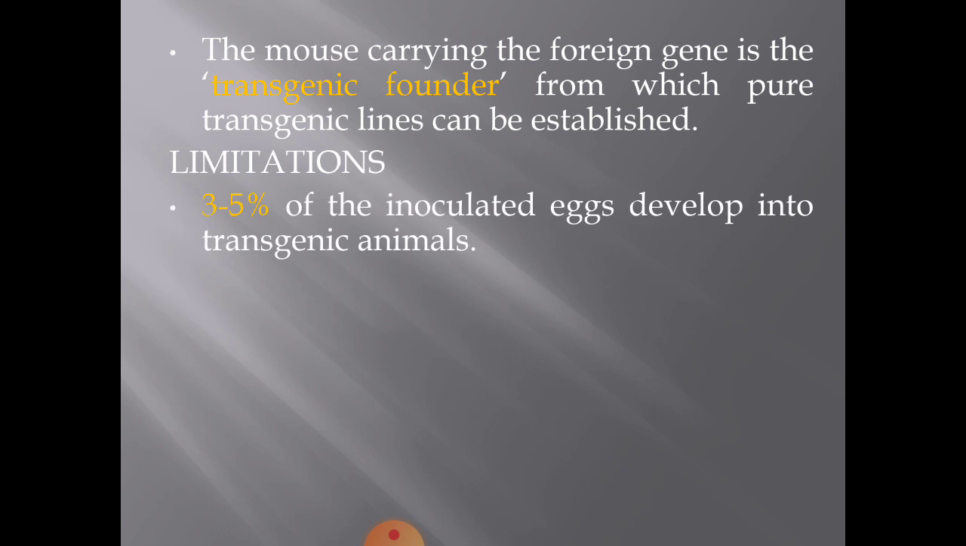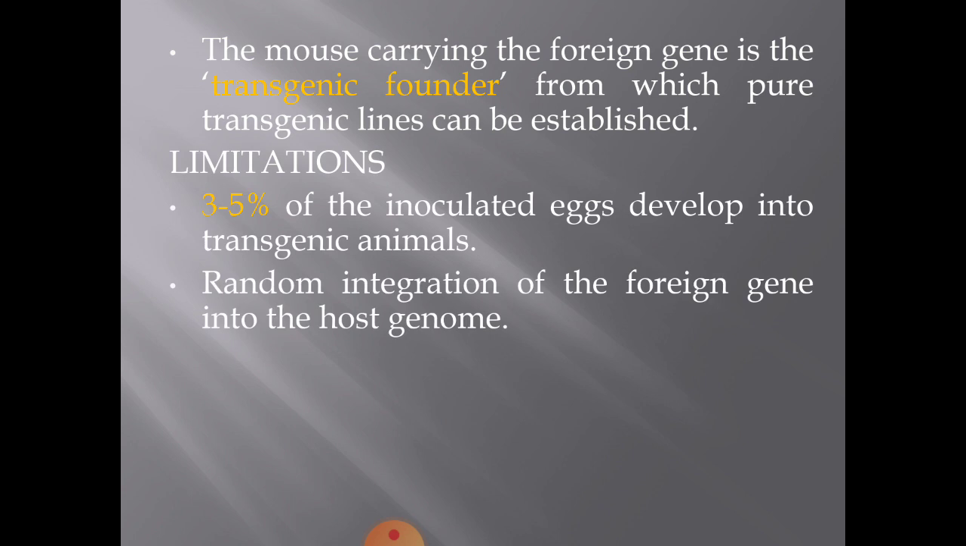What are the limitations? First one, 3 to 5% of the inoculated eggs develop into transgenic animals. In the sense, if you have 100 animals in which you have incorporated the gene of your choice, you will get 3 or 5 transgenic mice. This is the rate. Okay.